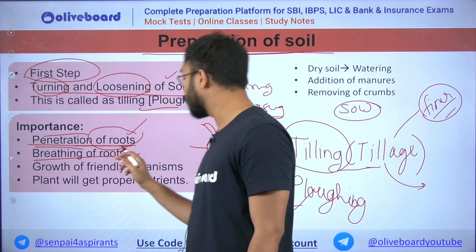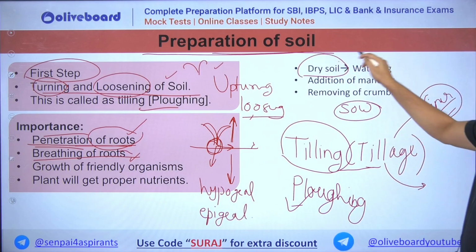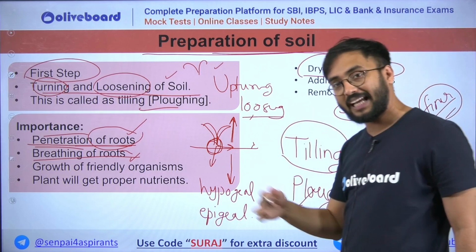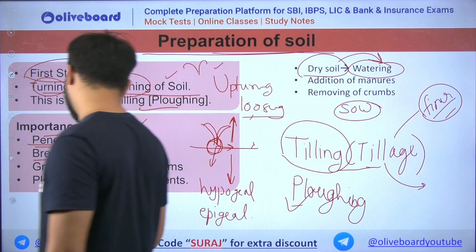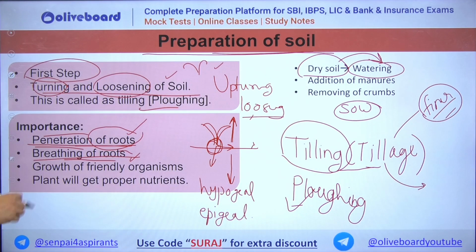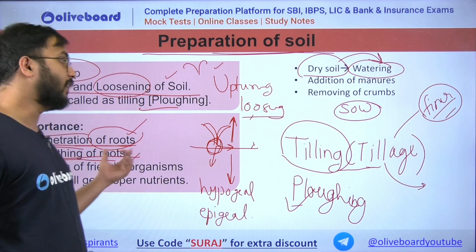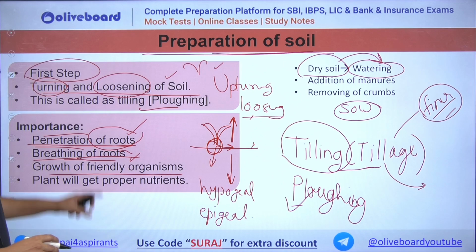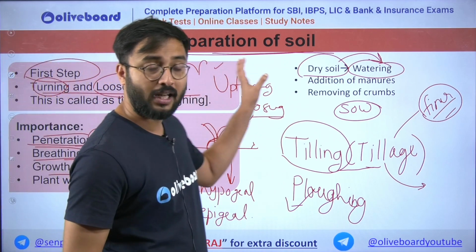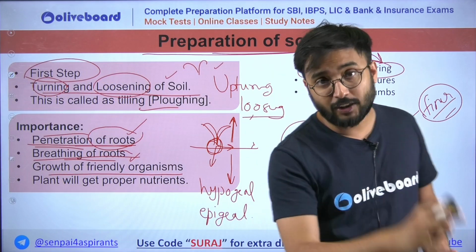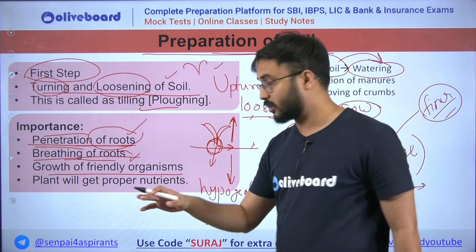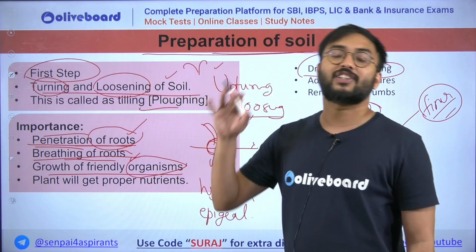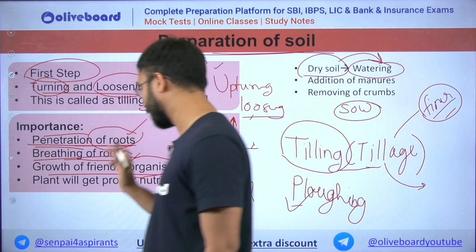That means it is also very, very important that the dry soil is there. In that, watering takes place, we add water in such a way that we make that dry soil into moist. In such a way, with proper porosity and water availability, the breathing of the roots becomes very, very easy. And growth of friendly organisms occurs after loosening of the soil. We add manures, and when you add manures, the good bacteria, the good microorganisms are added into the soil, which again help the crops for their growth.